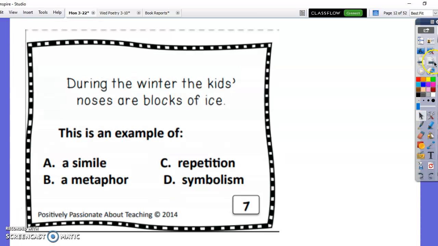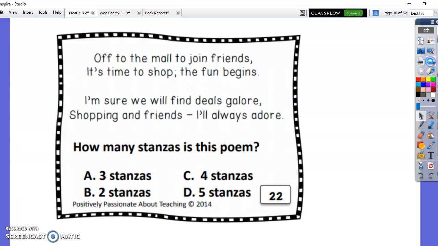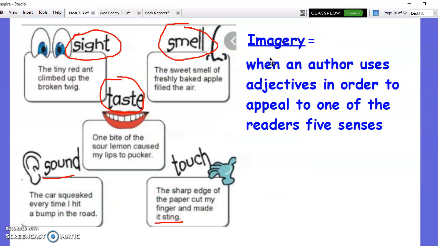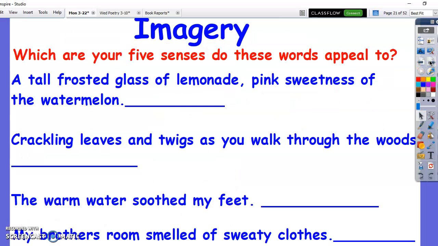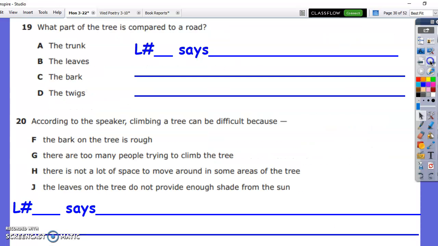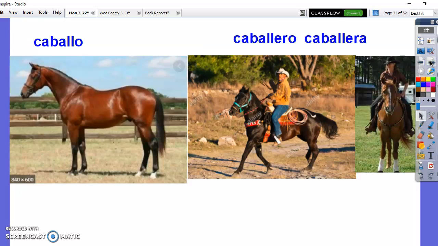We did go over imagery, of course. We will go over it in class, so it's not necessary that I cover it now. Just remember that it's words that the author uses to appeal to your five senses. And I will read the poem that you're going to be reading and answering questions about. Of course, I'll go over this in class too.